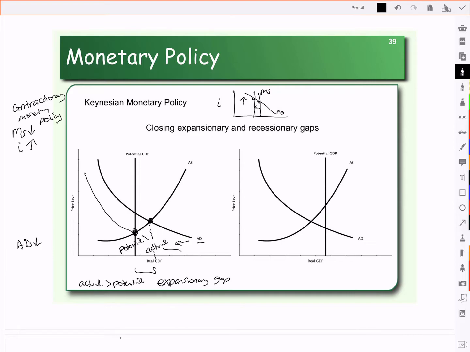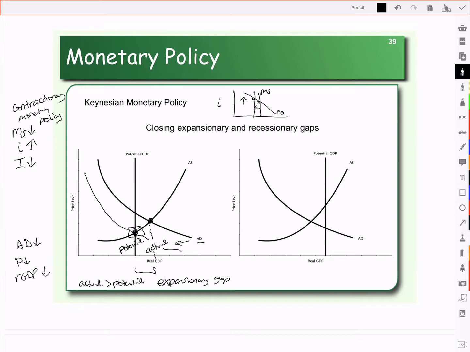And when interest rates go up, what happens to investment spending? It gets more expensive for businesses to borrow, so investment spending goes down, which causes aggregate demand to go down, the prices to go down, and real GDP to decrease. So then we end up back at potential GDP, and we have closed the gap.